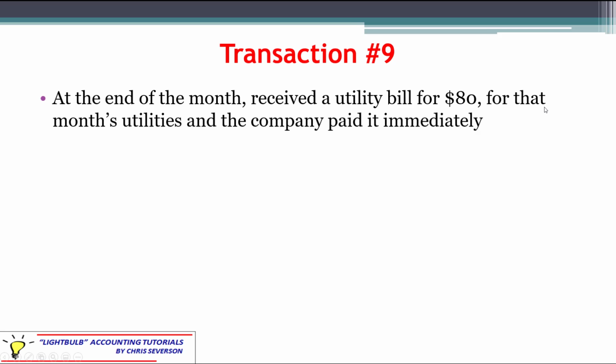The other thing to take out of this statement is that we received a utility bill for $80 for that month's utilities, and the company paid it immediately. So that month's utilities. It's not for last month or anything like that. Later on in later videos, we're going to talk about when we receive a bill for a later month's utilities, if we prepay it or if we pay it related to last month. We talk about how to record those adjusting entries. But for now, this is just a single month's bill.